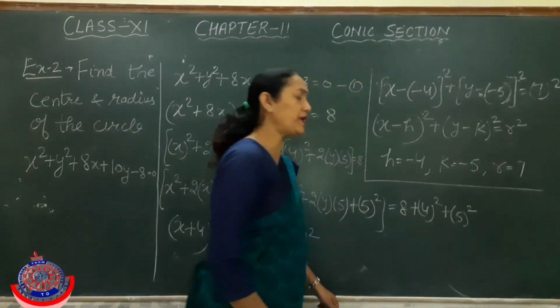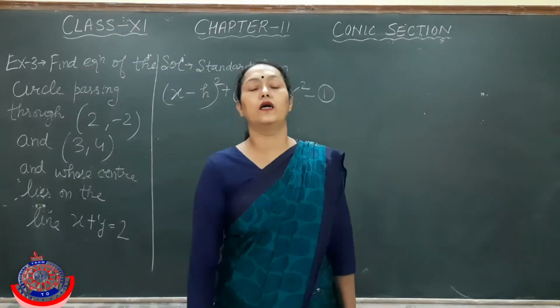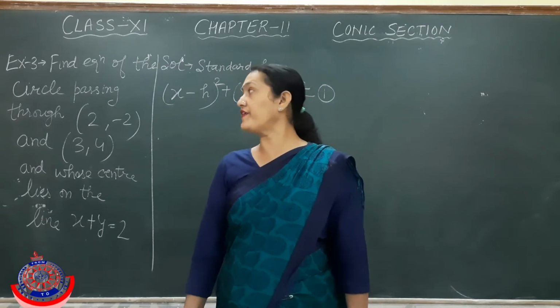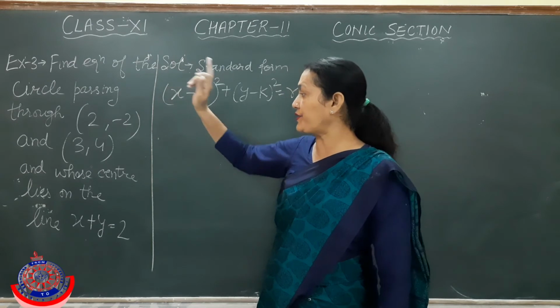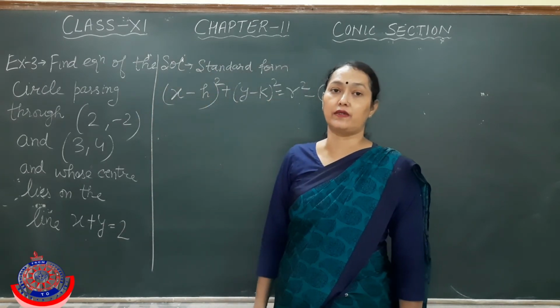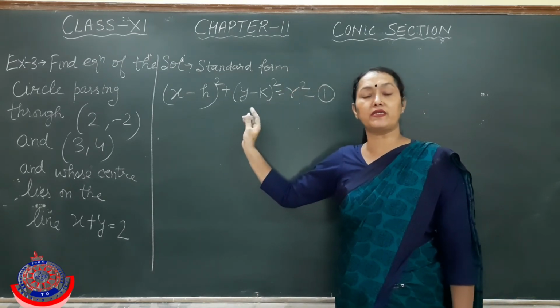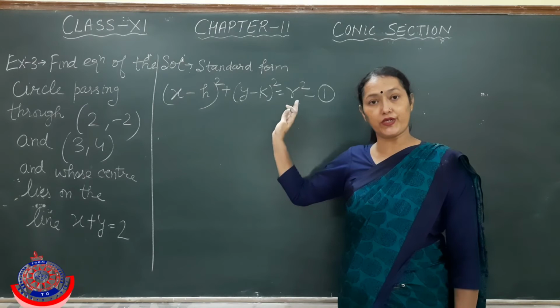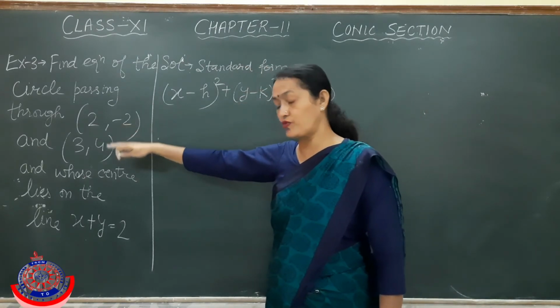So I have told two methods of finding center and radius. You can use any of the methods. In the next type of questions, they have given us points from which the circle is passing, and the center of the circle lies on this equation. We have to find the equation of that circle. We know the standard form of the equation as x minus h whole square plus y minus k whole square equals to r square. As the circle is passing through these two points.